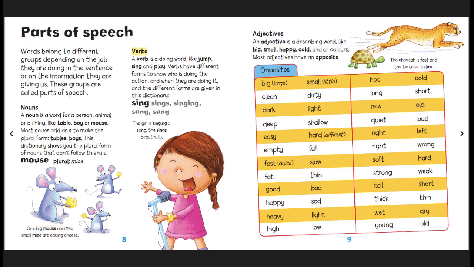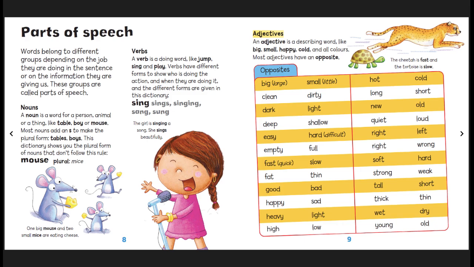Verbs. A verb is a doing word, like jump, sing and play. Verbs have different forms to show who is doing the action and when they are doing it, and the different forms are given in this dictionary. Sing. Sings, singing, sang, sung. The girl is singing a song. She sings beautifully.